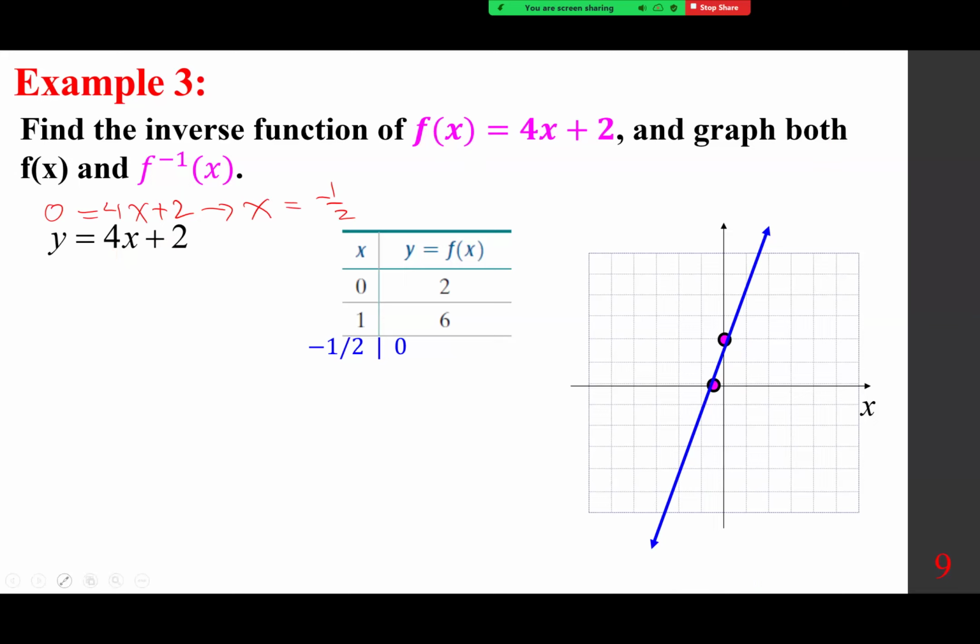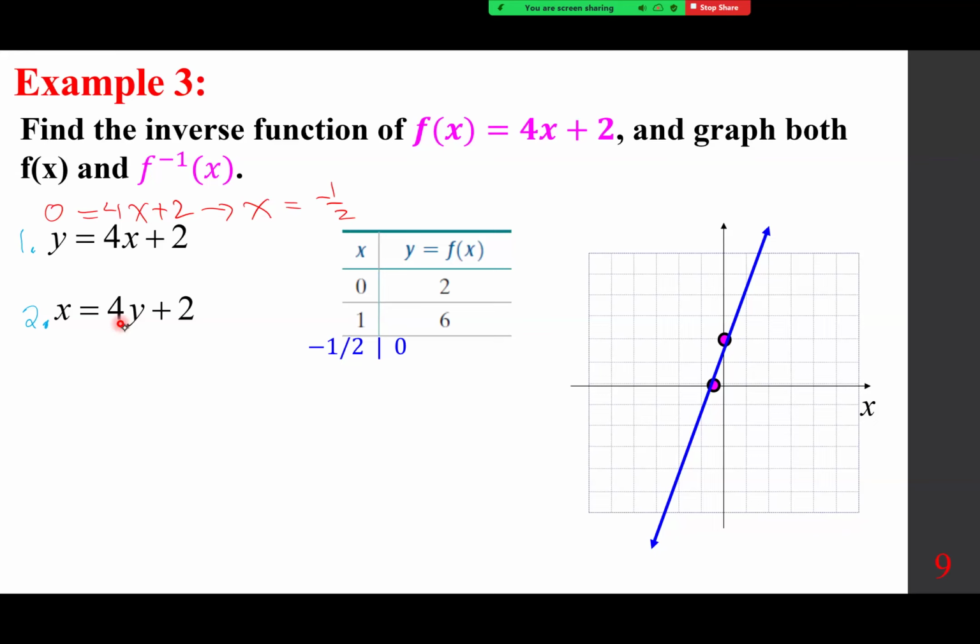So that was the first step. The second step is to interchange x and y. And I want you to know right here, we do have the inverse function.